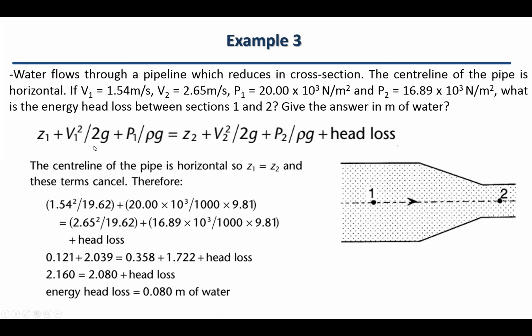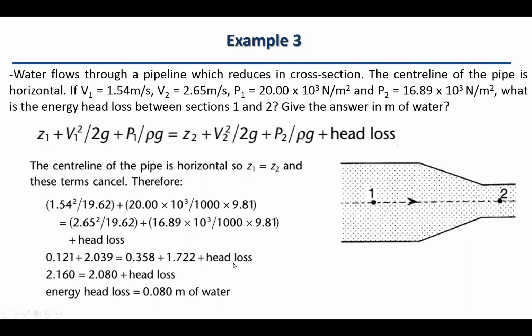And the V1 over 2g, we can just write V1 is 1.54 squared over 19.62, which is 2g, gravity acceleration, plus P1 is given to us, 20,000 divided by 1,000 times 9.81. This is equal to the right hand side, which is 2.65, V2 squared over 19.62, plus P2, 16.89 thousand divided by rho g, 1,000 times 9.81, plus head loss.